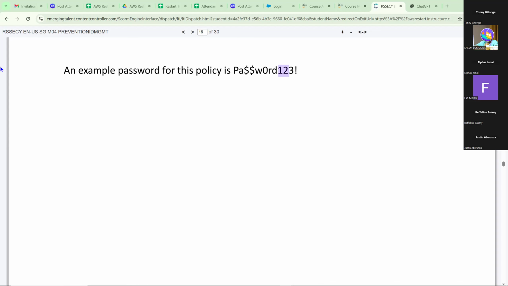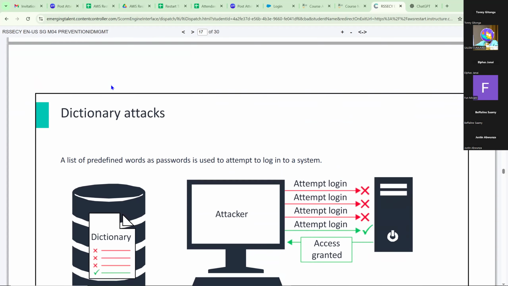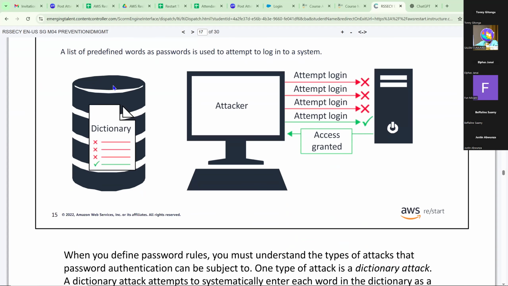So we have something that we call dictionary attacks. A dictionary attack is a list of predefined words as passwords that is used to log into a system. An attacker can sit down with a list of commonly used passwords and try to attack the system using them. You see, this is our dictionary with the different passwords. And then we have the first attempt, second attempt, third attempt, then the fourth attempt succeeds. That's why we are always advised not to use our old passwords, not to use common passwords, and also to use very, very strong passwords and rotate them as often as possible.